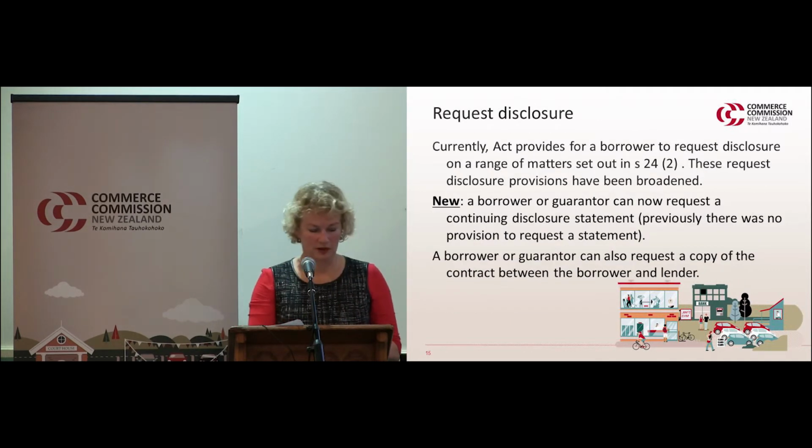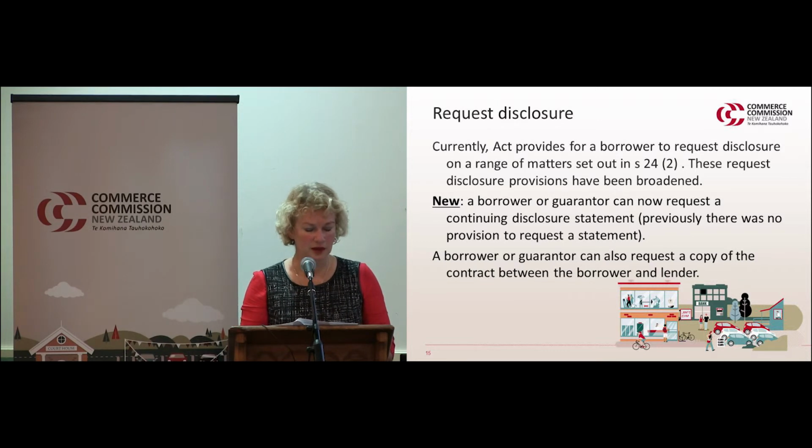So moving on to request disclosure. The Act provides for a borrower to request disclosure on a range of matters, as set out in section 24.2, and those request disclosure provisions have been broadened. From the 6th of June this year, a borrower or guarantor can now request a continuing disclosure statement.